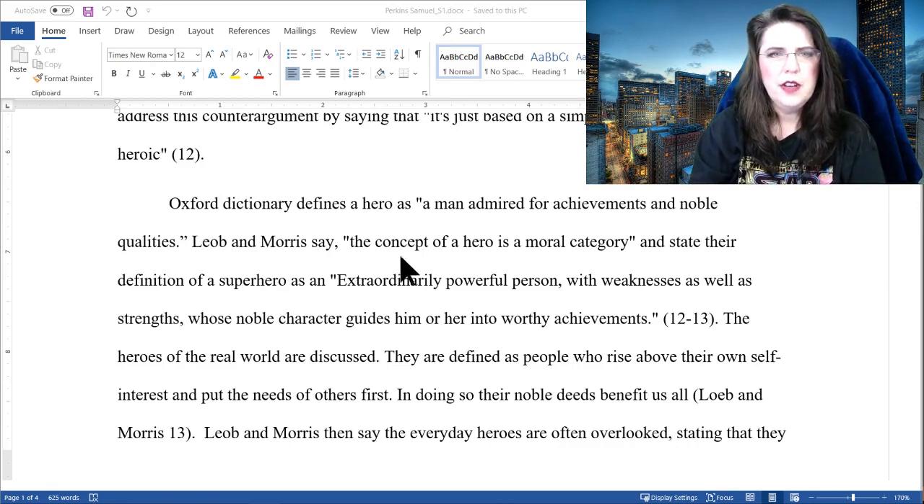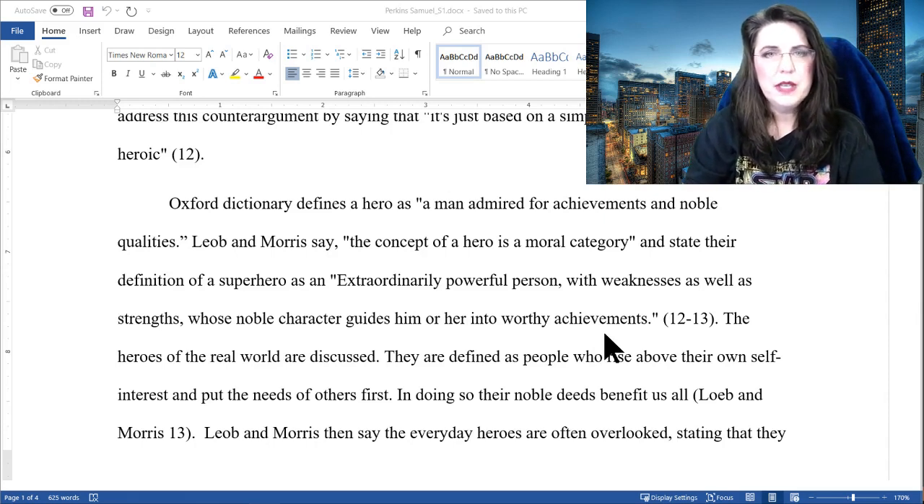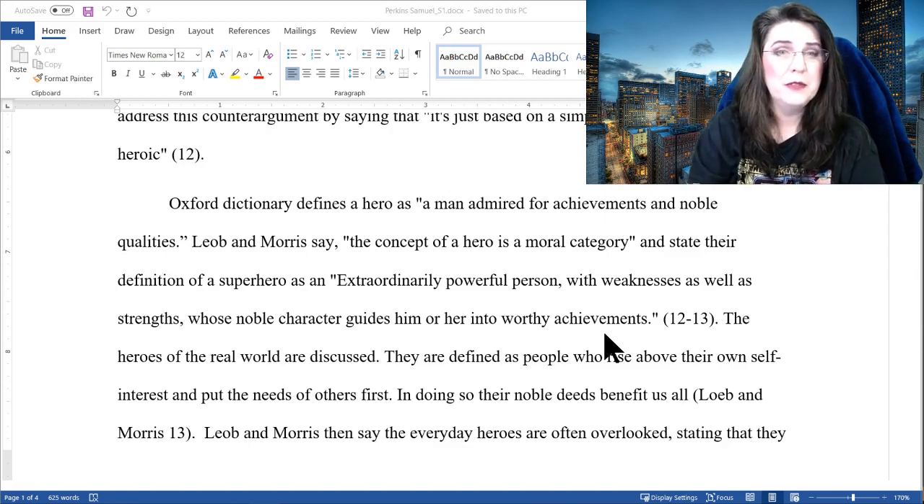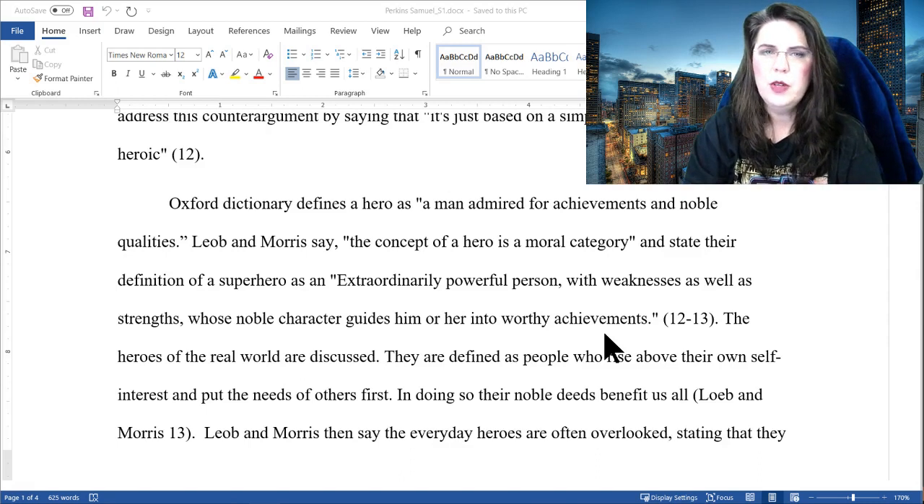Loeb and Morris say the concept of a hero is a moral category and state their definition of a superhero as an extraordinary, powerful person with weakness as well as strengths, whose noble character guides him or her into worthy achievements. Now here I'm a little bit concerned because he has used quite a bit of quote in relation to the amount of his own words. And you don't want to break the MLA rule of 80-20.